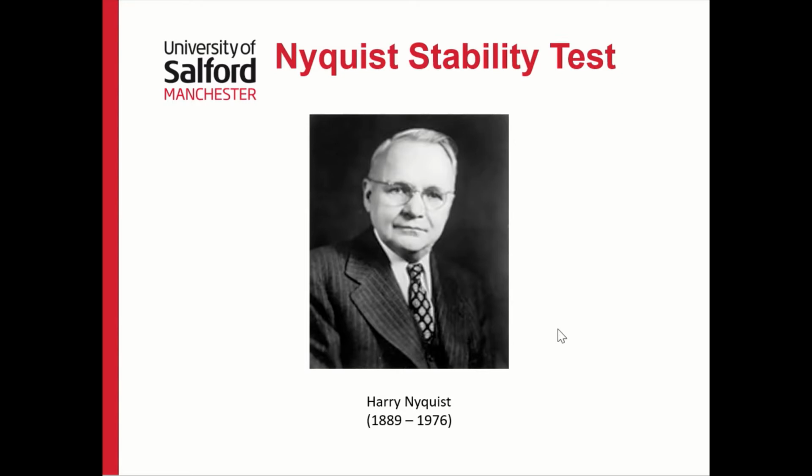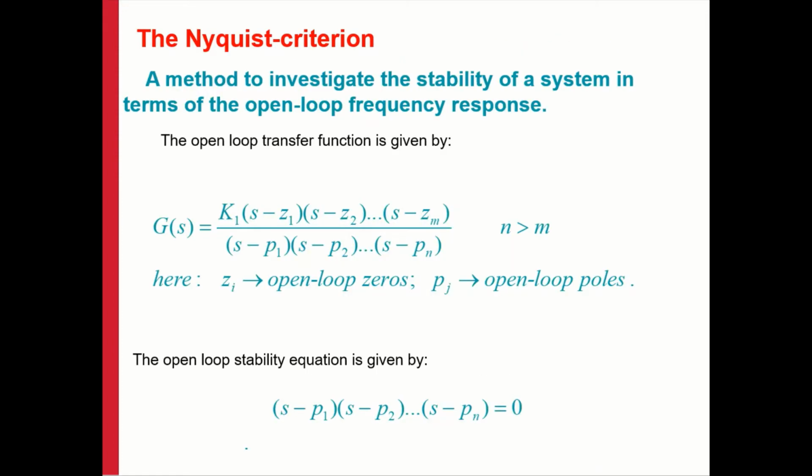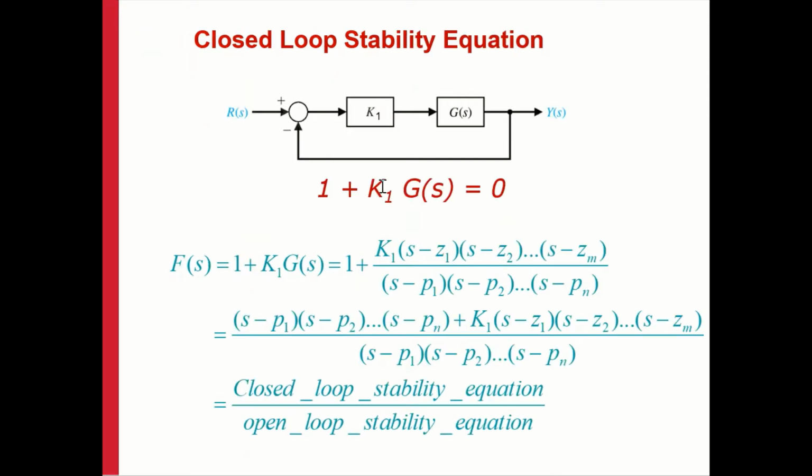This is a picture of Harry, and he was the inventor of the Nyquist stability test. His thinking was, it was a frequency domain test, and we had an open loop transfer function which has a set of zeros and poles, and the open loop stability equation is the bottom line given here. If we've got a closed loop system, then the closed loop system can be given by 1 plus KG(s) equals 0, and when we calculate that, we get the P(s) plus KZ(s) on the top, which happens to be the closed loop stability equation, divided by P(s).